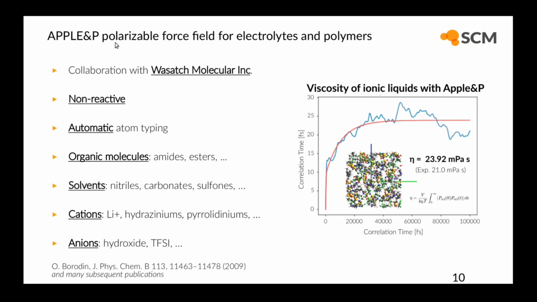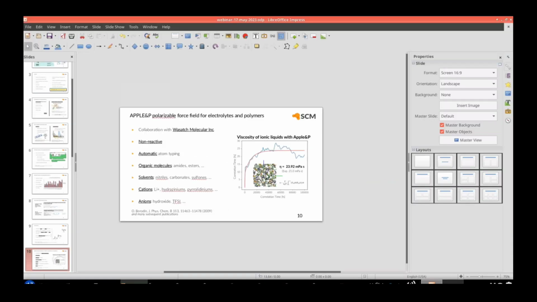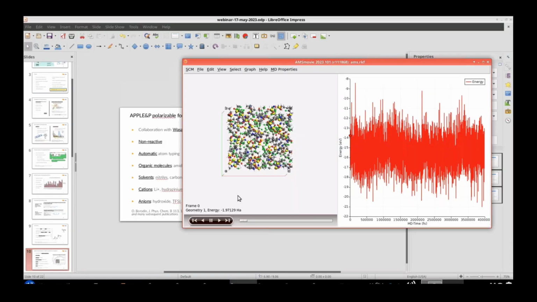And this works for both electrolytes, and you can also model polymers with this force field. We now have a tutorial on how to calculate the viscosity. So I'll just show you this trajectory in the AMS movie. This is from our tutorial, and it's a normal MD trajectory run at constant temperature.